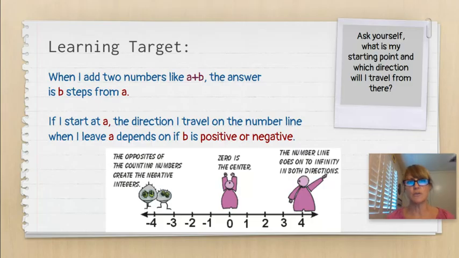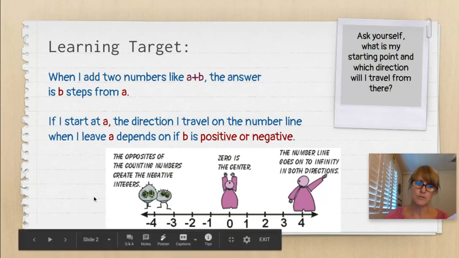So to start off with, your learning target is when I add two numbers like A plus B, the answer is B steps from A. So the two questions you really want to ask yourself when you're adding a positive and negative number are, what is my starting point and which direction will I travel from there? So if I start at A, like any number A, the direction I travel on the number line when I leave A will depend on if the second number B is positive or negative. So if it's positive, you're going to go to the right. If it's negative, you're going to go to the left.